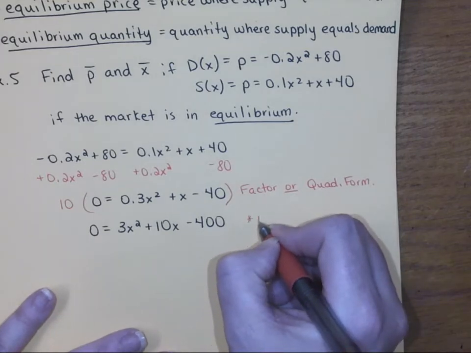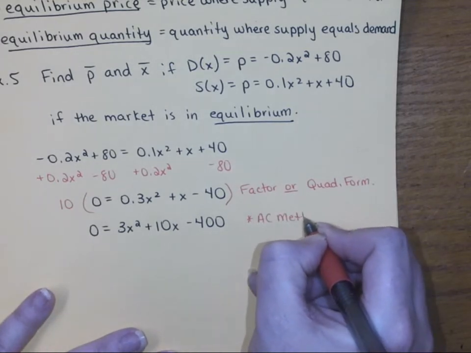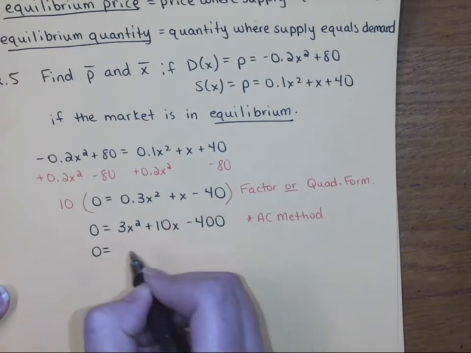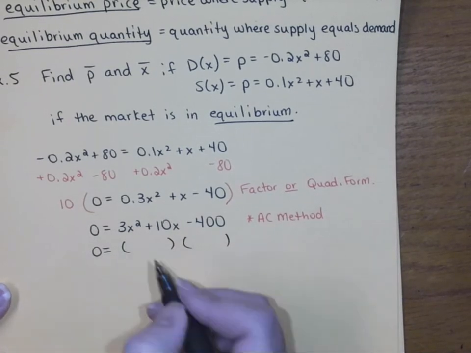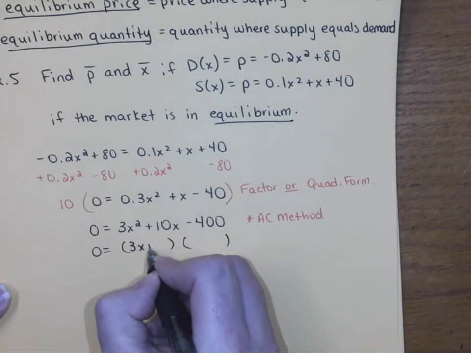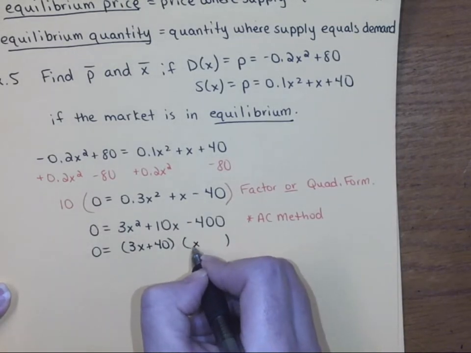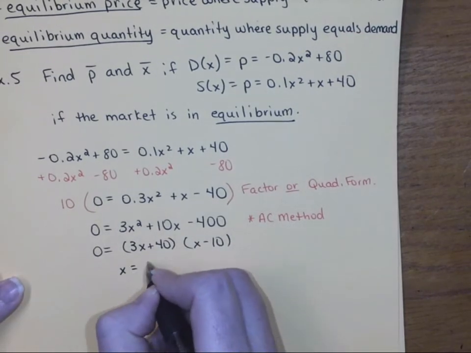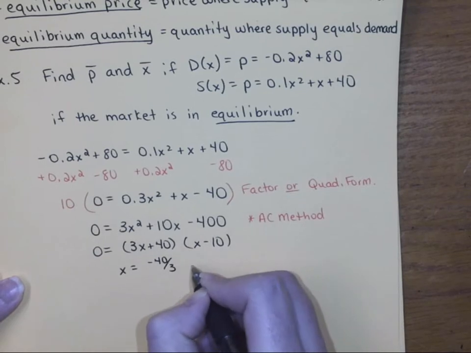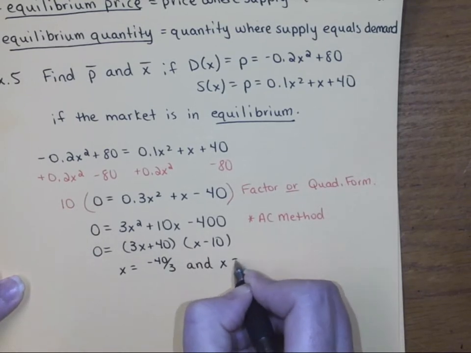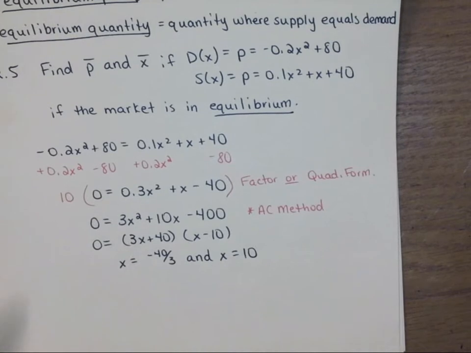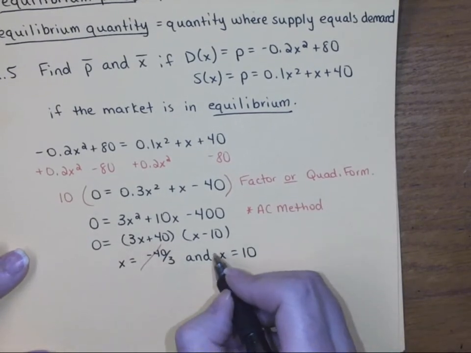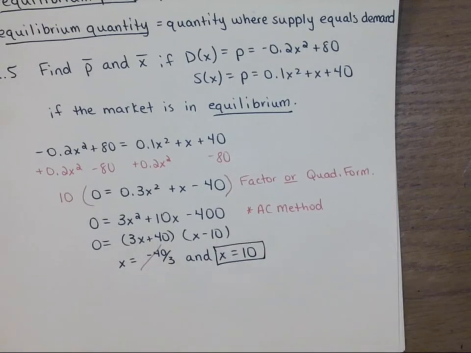But here is where you would want to incorporate the AC method. If you don't know how to factor this, you would need to do the AC method. I'm not showing you the steps for that, but if you factor this out, you're going to get 3x plus 40 if you use the AC method, and then x minus 10. So we get x equals negative 40 over 3, and x equals 10, but only one of those is valid, right? This is no good. So we have that the quantity is 10.